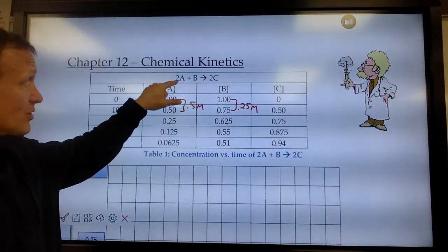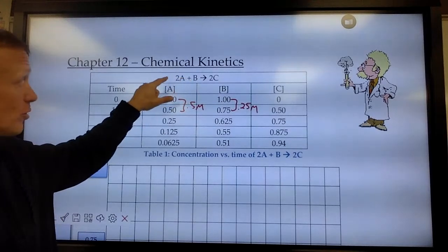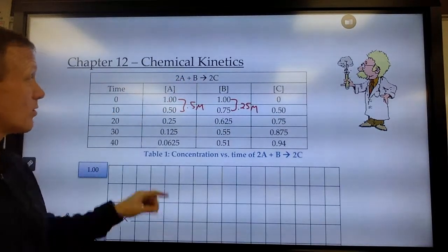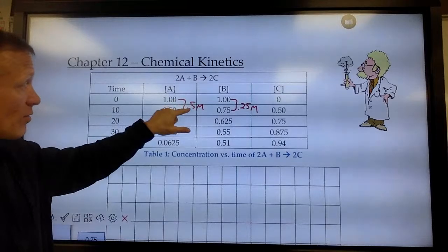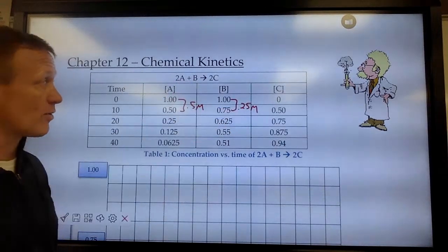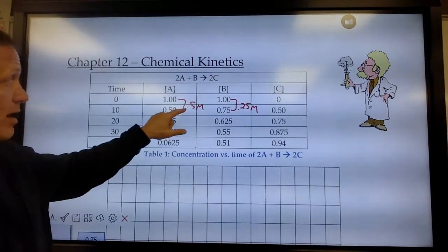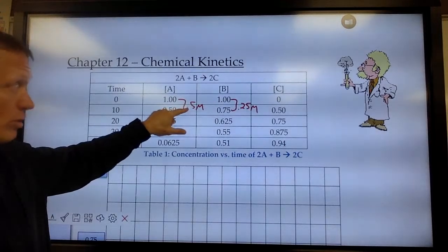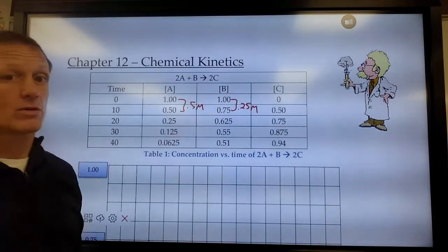This is going to go way faster than this is. For every 2 moles of this that go away, only 1 mole of that goes away. So when this went down by 0.5 molar, this one only went down by 0.25 molar. If this would have gone down by 1 molar, this would have gone down by half a molar.